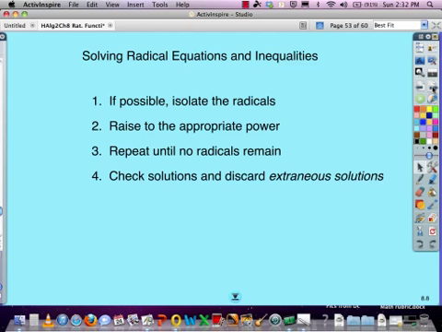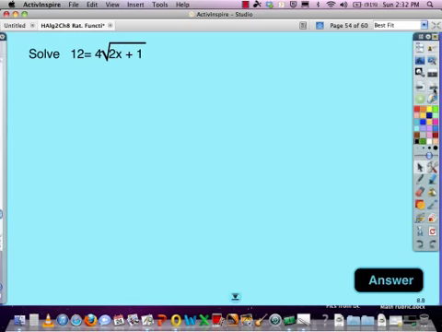And then last but not least, make sure you're definitely checking your solutions and discarding any extraneous solutions, because you definitely will have extra values that look good, but really when checked in the original equation, do not make it true. So let's see what some of these are going to look like.